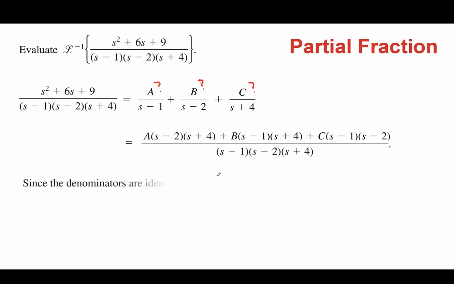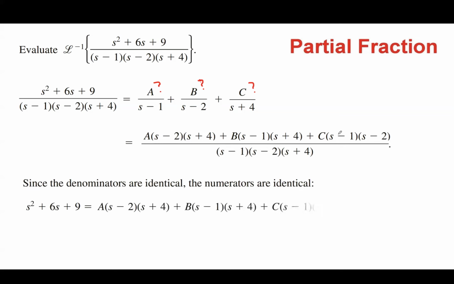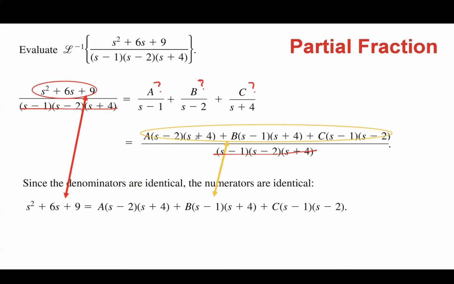Now, since the denominators are identical, the numerators must be the same as well. What are you going to do? You're going to take s squared plus 6s plus 9 and set it equal to this long numerator on the right-hand side. Then we're going to find the values for a, b, and c. As you can see, the denominators are the same, so we don't have any issue with the denominators. The numerators must be the same.